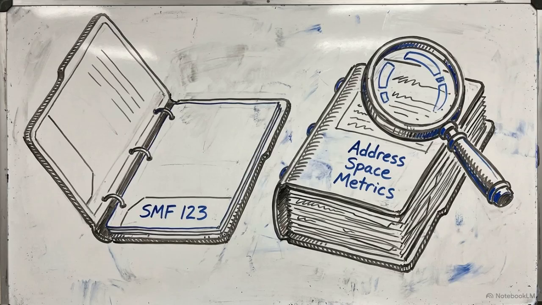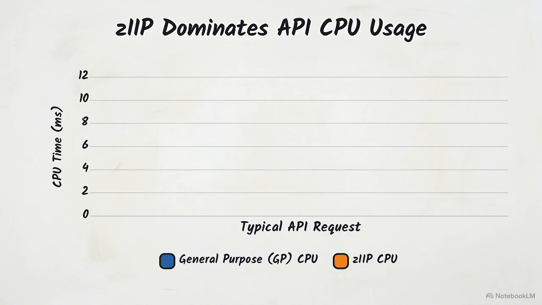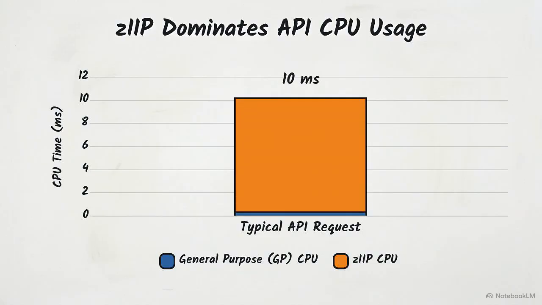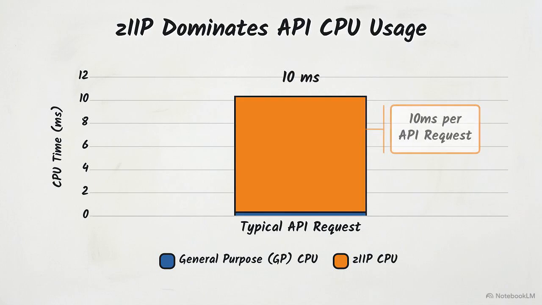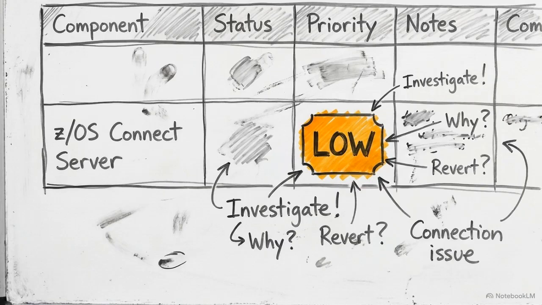Because SMF123 records lack CPU profiling, isolating a pre-SOR delay requires extracting address space metrics. This bar chart profiles CPU utilization for the z/OS Connect address space. The server runs almost exclusively on ZIP processors, consuming up to 10 milliseconds of CPU per API request. Checking workload manager policies for this specific interval reveals the server and its enclaves were assigned default low-priority service classes.